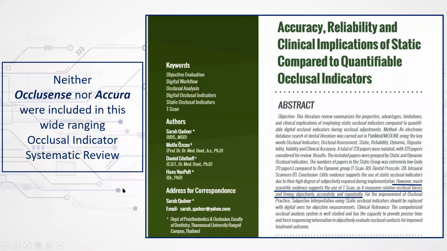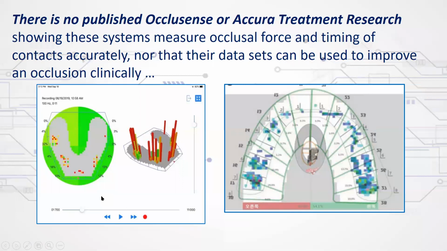And so although they may be less expensive, that doesn't mean that's going to help you chairside, because there are issues with using them that you haven't encountered yet. Because there's no published OccluSense or Accura treatment research showing these systems are accurate, reliable, that their sensor works well, that their data is reproducible. There's no way to know how well you can use them. And there's no clinical research that shows how you use their data to improve an occlusion.